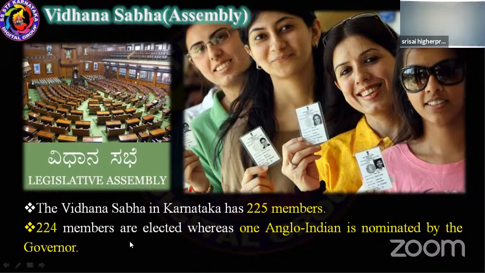You are not able to cast your vote because you haven't crossed 18 years of age. Whenever you complete your PUC, you will be able to cast your vote in the election, not exam, election.